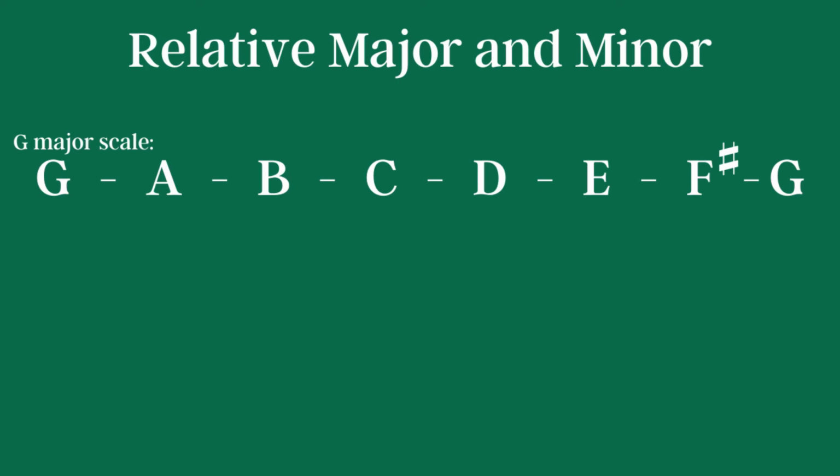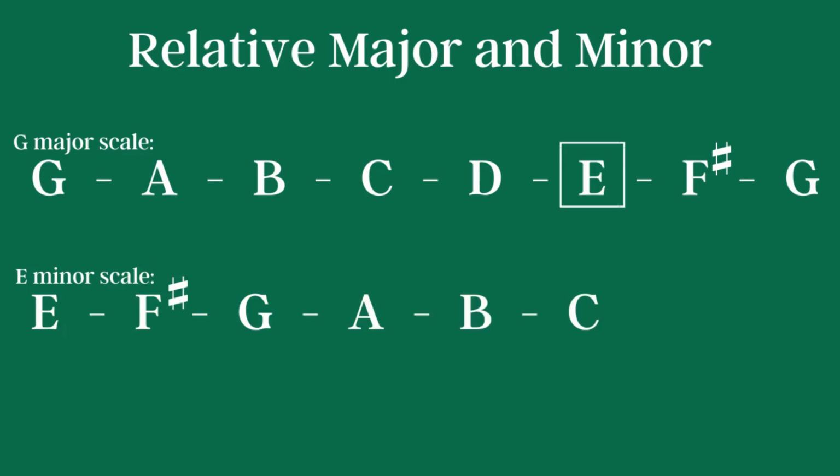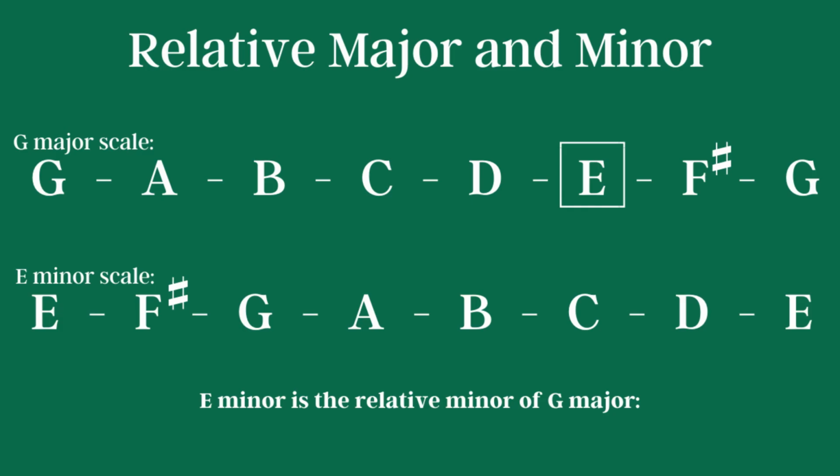If we look at the G major scale, the 6th degree is E. If I write that same scale just starting on E, I get my E natural minor scale. That means that E minor is the relative minor of G major.